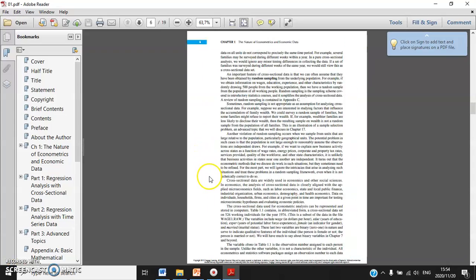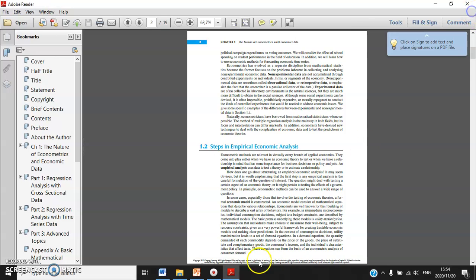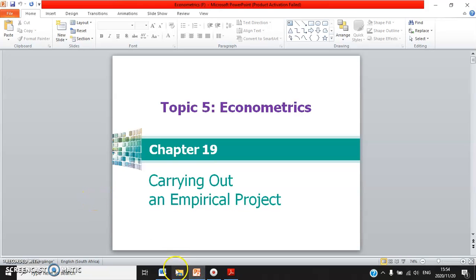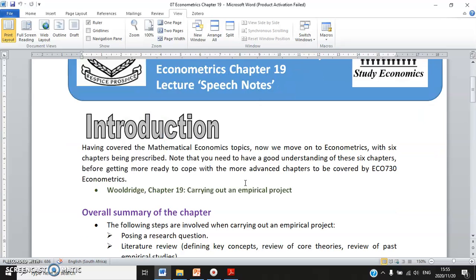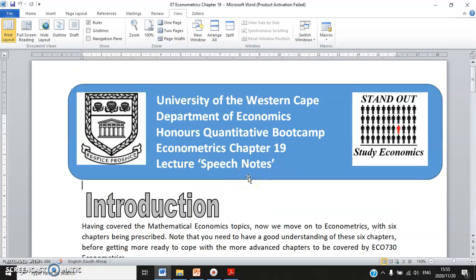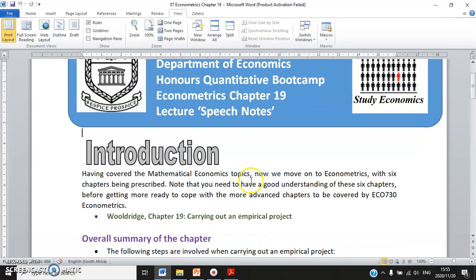to read through the prescribed chapters. You must read the prescribed chapters at least once, and then go through the PowerPoint slides, then the lecture speech notes, okay, and then the YouTube videos would come last, the summary highlights video.